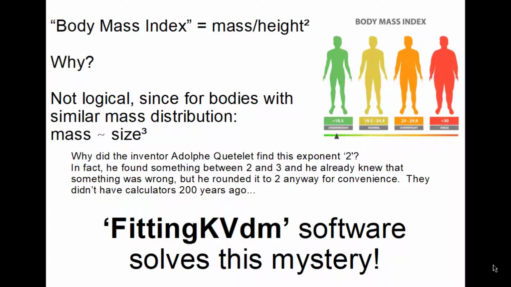Now, this square is actually very strange. It's not logical because the mass of a body is proportional to the third power of the size normally. So how did Adolf Quetelet 200 years ago find this exponent 2?